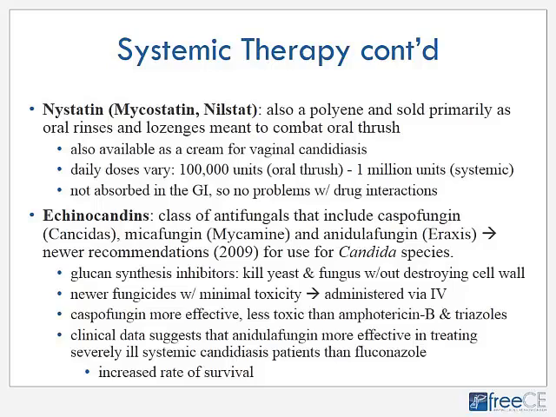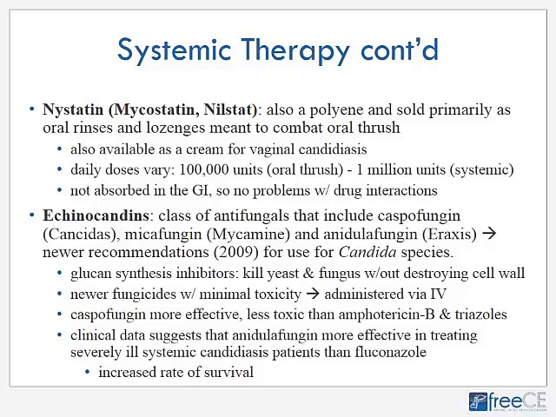Echinocandins is another class of antifungals that include caspofungin, micafungin, and anidulafungin, and these are included in the newer recommendations as of 2009 to use to fight Candida species. And these are essentially glucan synthesis inhibitors. They kill yeast and fungus without destroying the cell wall. They are the newer fungicides with minimal toxicity and typically administered via IV.